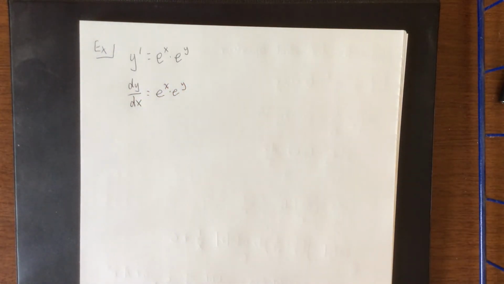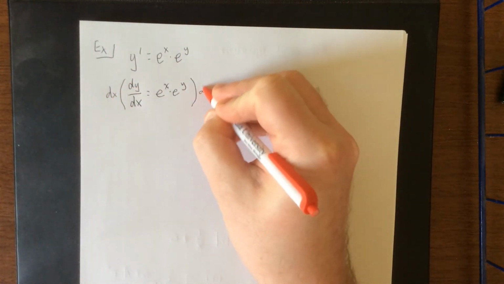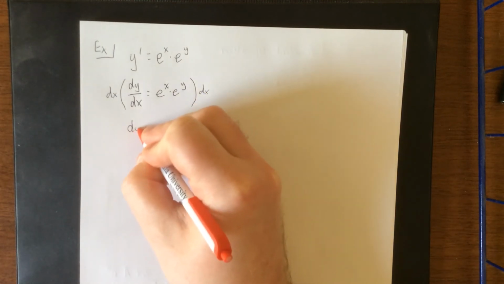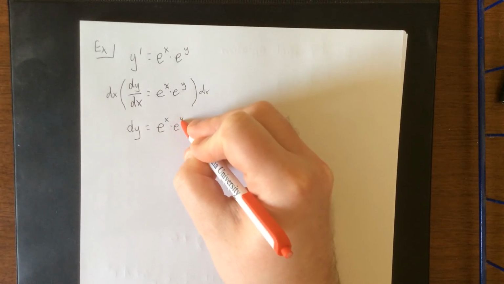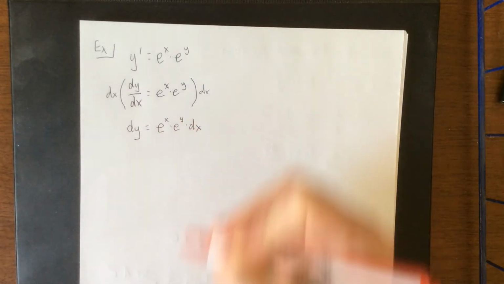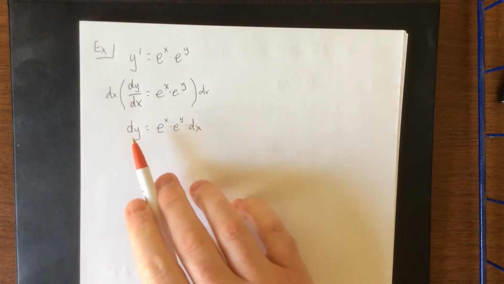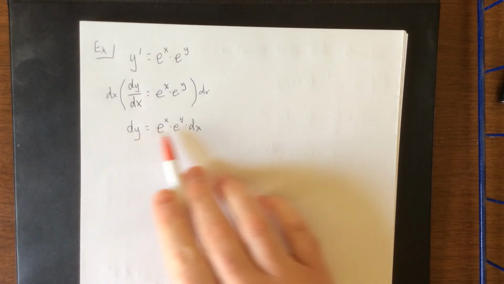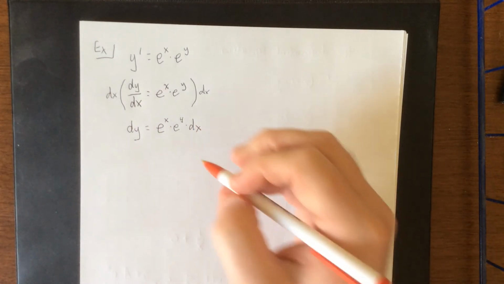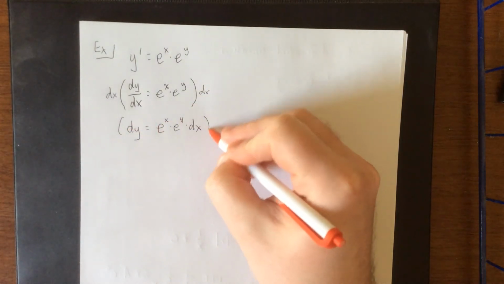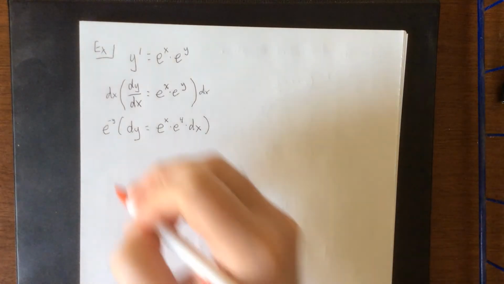Then we'll start with the same separation of variables as what we did for the previous problem. Multiply both sides by dx. On the left-hand side, we'll have dy is equal to, on the right-hand side, e to the x times e to the y times dx. The implied positions of the dy and the dx means that we should gather all of the y's on the left-hand side, and gather all the x's on the right-hand side. We can accomplish this by saying, let's multiply both sides of the equation by e to the negative y, or simply divide by e to the y.